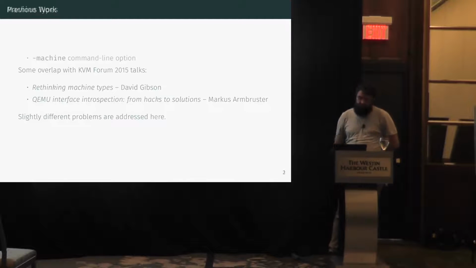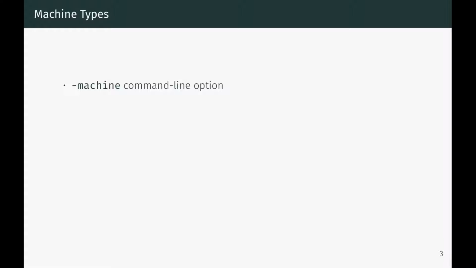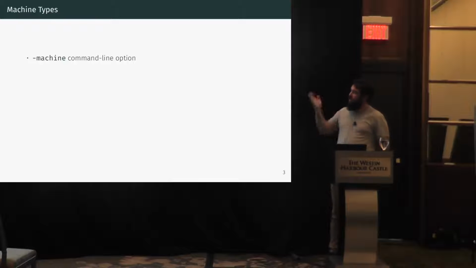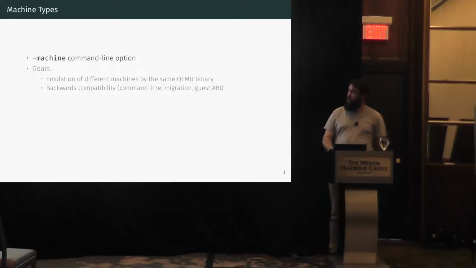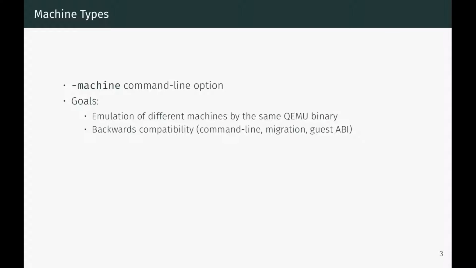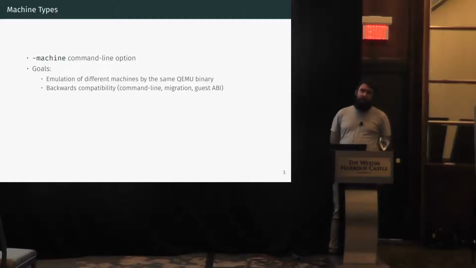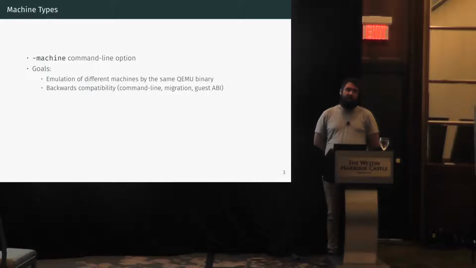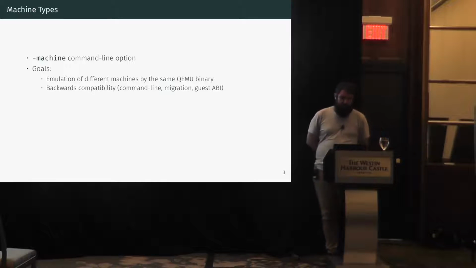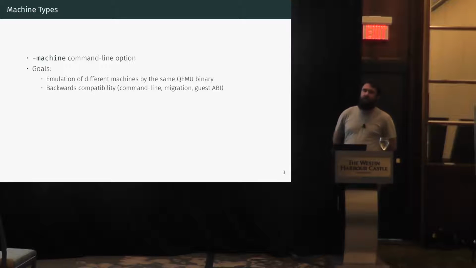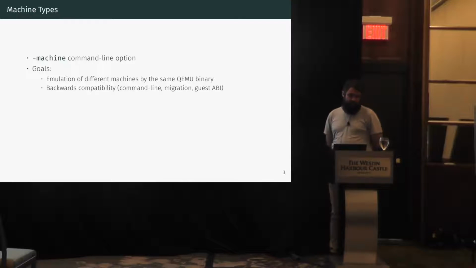So first, a few basic concepts. Machine types are basically an abstraction inside QEMU that's exposed to the -machine command line option, and it has two different goals. The older and first goal, when they were introduced in 2005, was to allow the same QEMU binary to emulate different machines. That was really simple. When this was introduced, it was just to allow different PowerPC machines to be emulated, I think. But today, we have other goals with this interface.